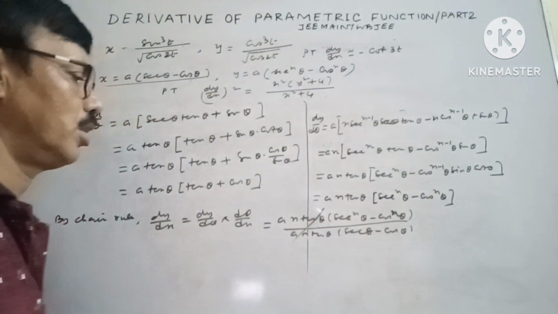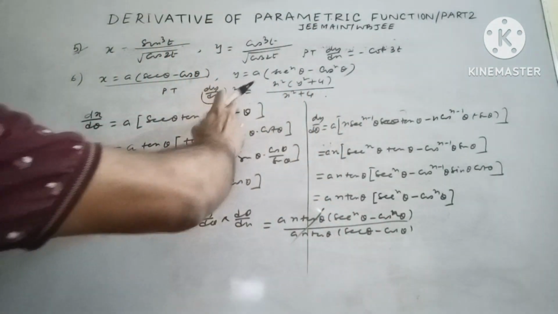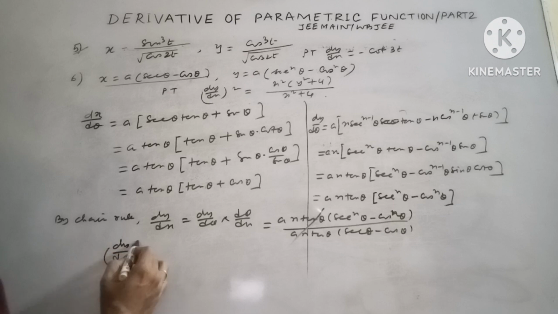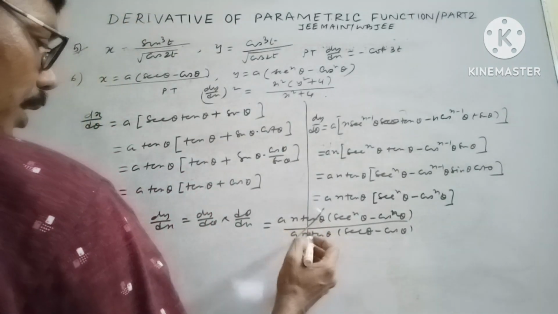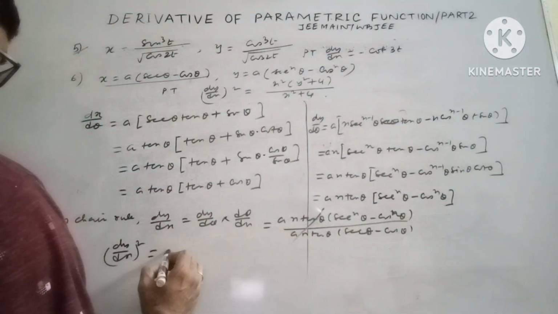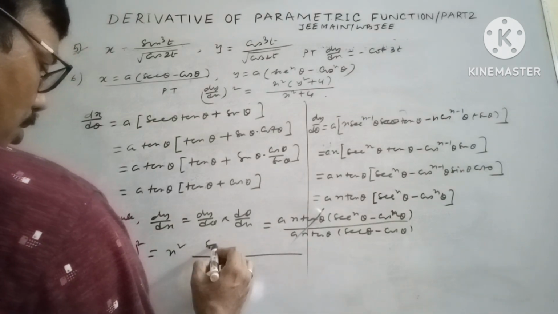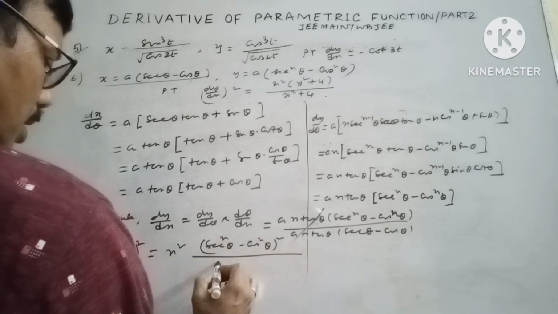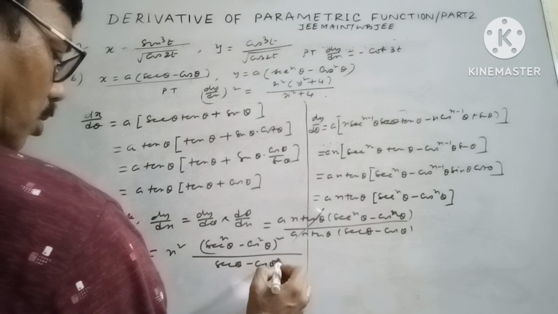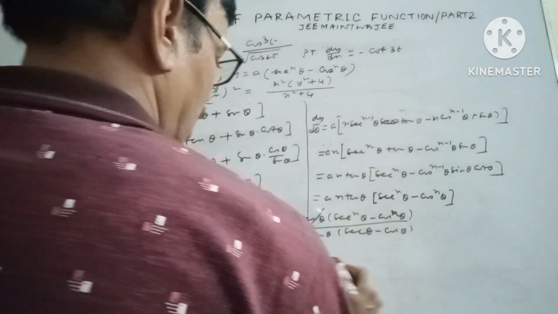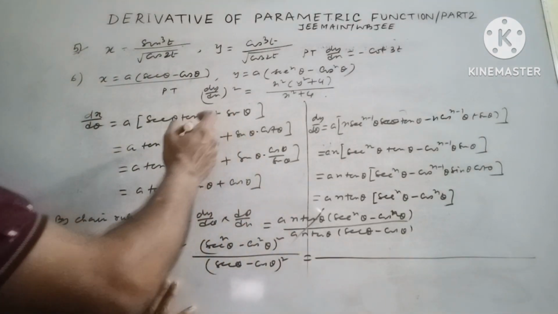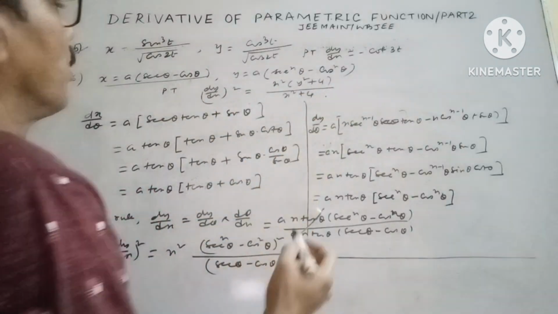Now we want to get the proof in this form, dy by dx whole square. So what is dy by dx whole square? Tan theta cancels, a n is remaining, n square, sec to the power n theta minus cos to the power n theta whole square. Now sec theta and cos theta are reciprocal. So a minus b, we know a plus b. This is your plus form.